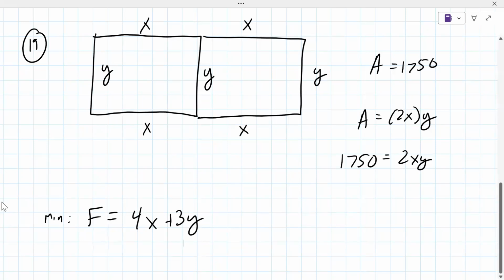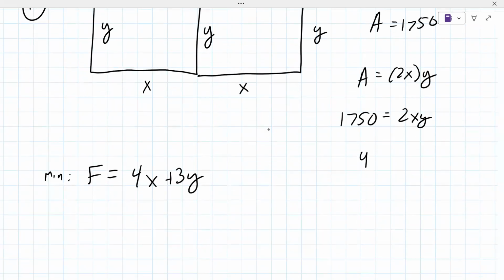And then we use the 1750 equation to solve for y, right? I recommend solving for y. Yeah, that would be best. This is 1750 over 2x, which is 875 over x.